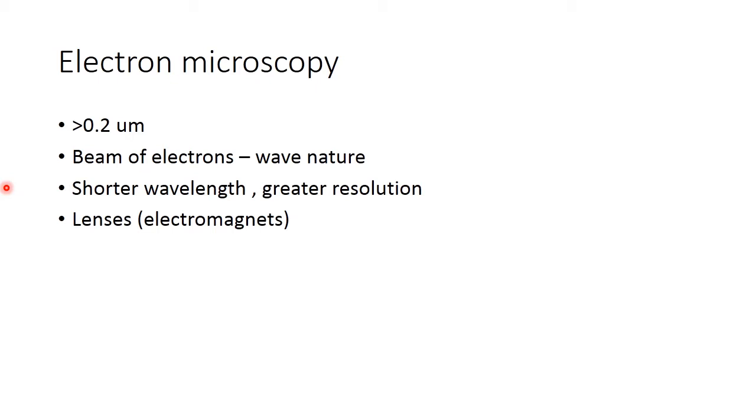Under the influence of this field, the electrons are going to be focused in the form of a beam and hence they are allowed to interact with the specimen. So the lenses in case of electron microscopy are actually electromagnets.